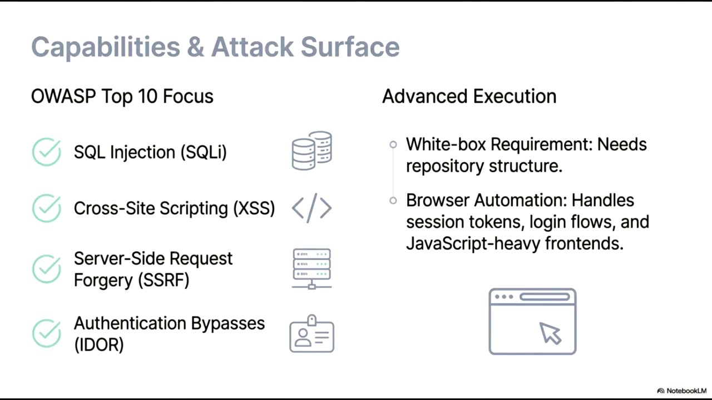Our core focus centers on critical OWASP Top 10 vulnerabilities, specifically targeting SQL injection, cross-site scripting, and server-side request forgery. We also emphasize detecting authentication bypasses, including insecure direct object references, to ensure data integrity and security.